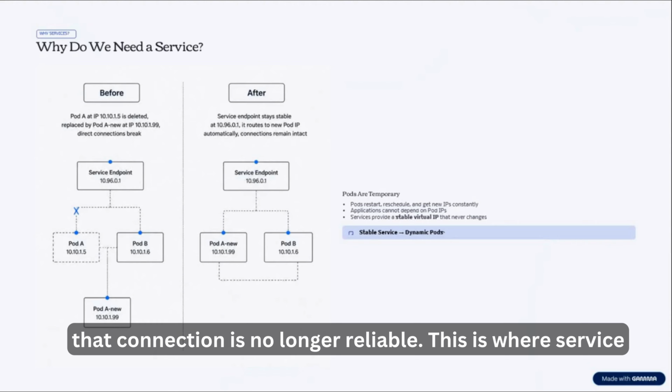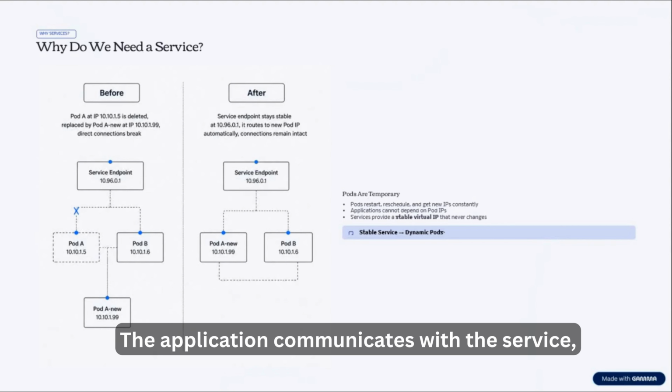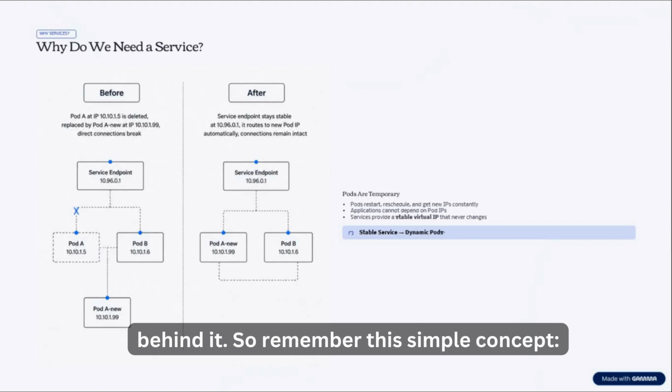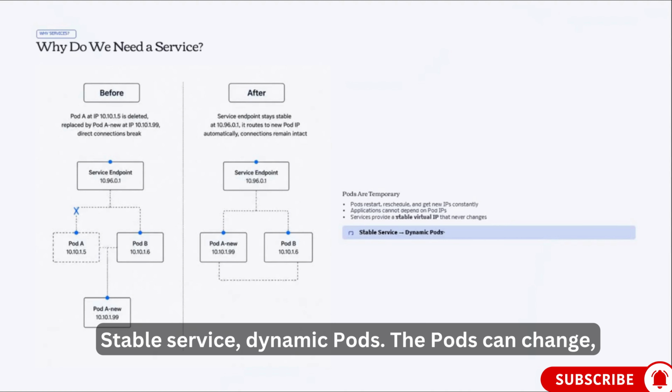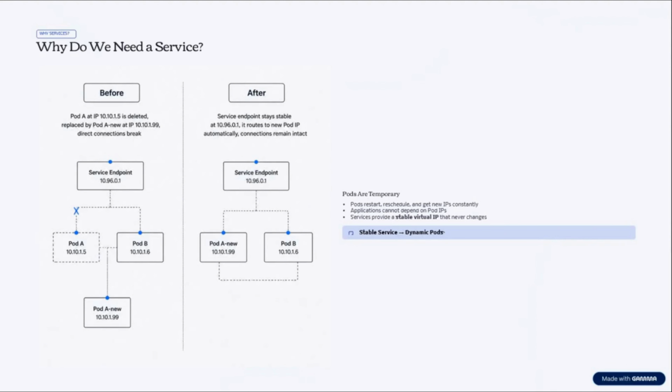This is where a service comes in. The service provides a stable endpoint. The application communicates with the service, and the service takes care of reaching the appropriate pods behind it. So remember this simple concept: a stable service, dynamic pods. The pod can change, but the application does not need to constantly worry about those changes.